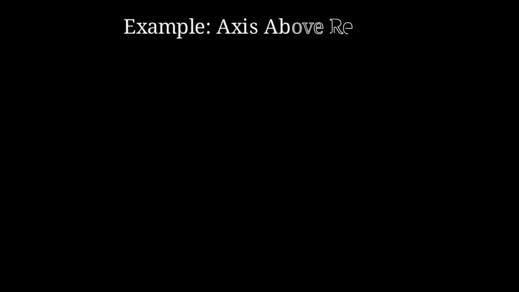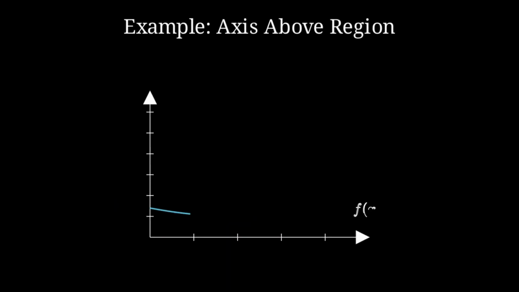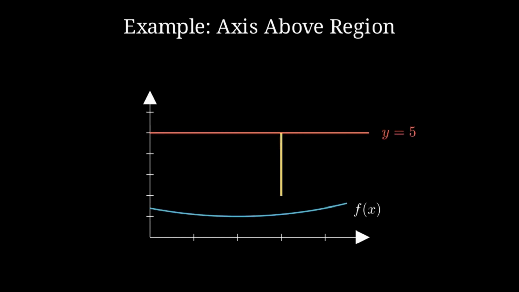Consider an axis of rotation located above the region, for example, y equals 5. Now, the axis is the top and the functions are the bottom. The radius becomes 5 minus the function value. It is a common mistake to always put the function first. Remember, it's always top minus bottom.